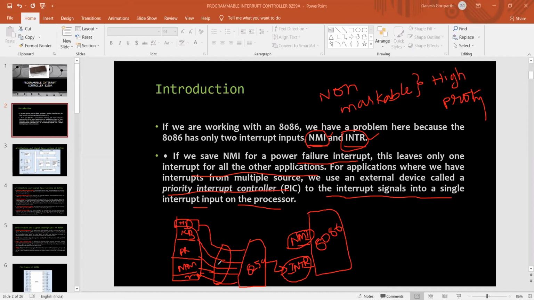Okay, so what does it do? It collects all the interrupt signals from all the peripheral devices that are connected to the processor. Then it processes all the interrupt signals, and it chooses the highest priority interrupt signal out of all these interrupt signals, and that particular interrupt signal will be sent to the CPU or processor through the INTR signal. That is the function of 8259.